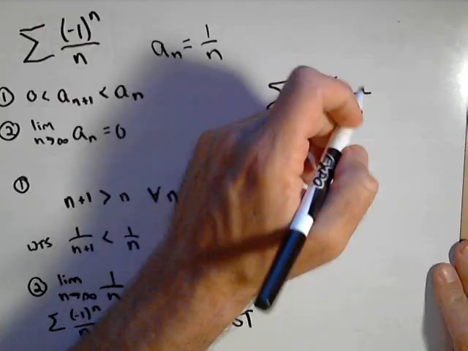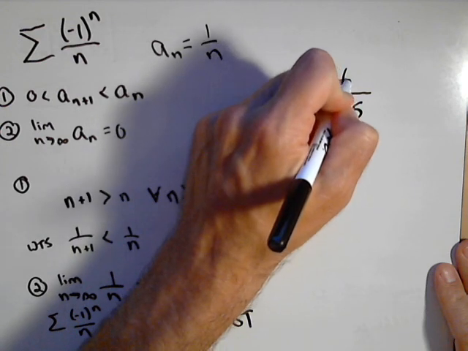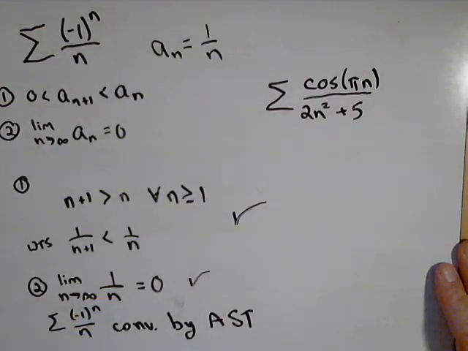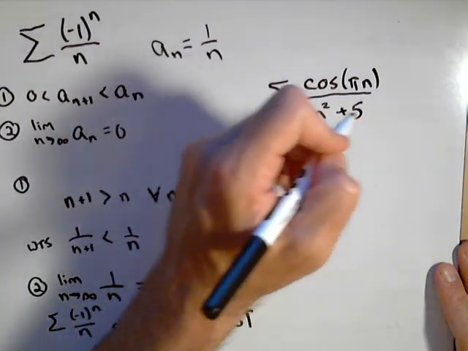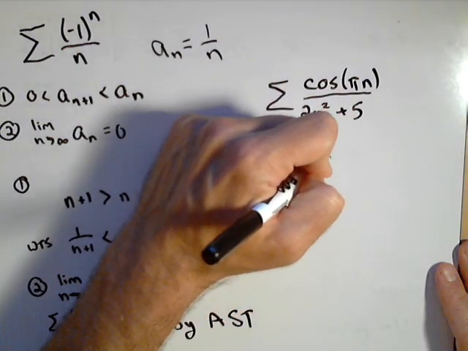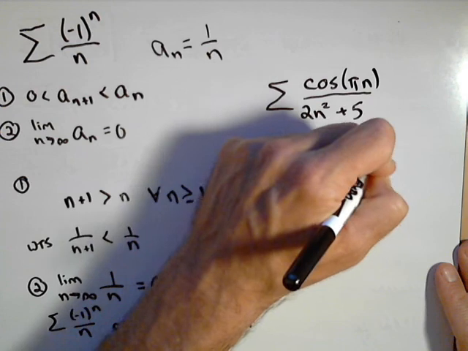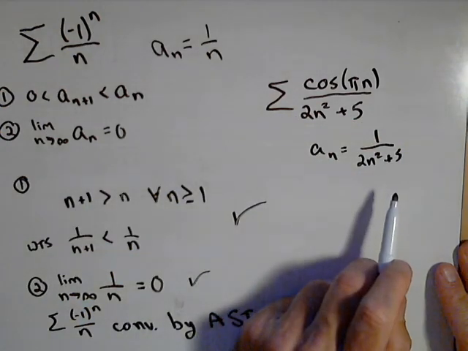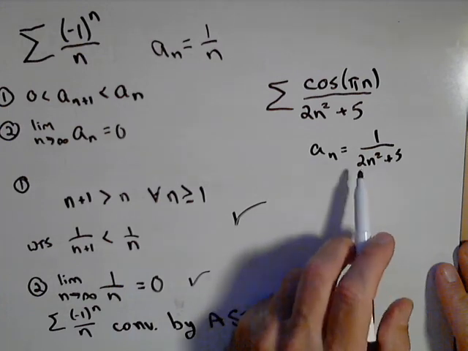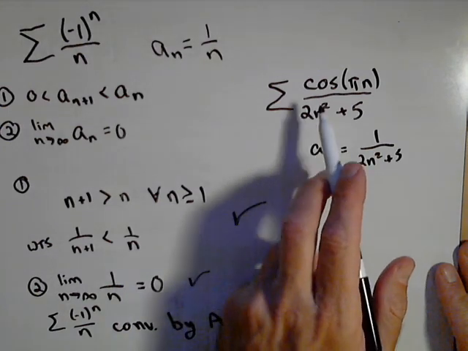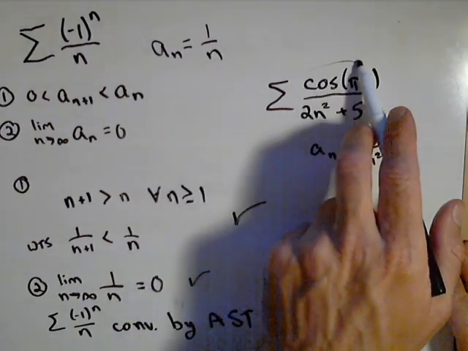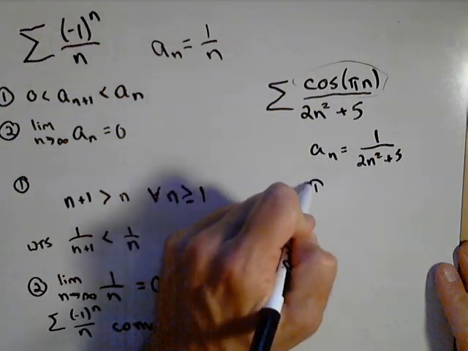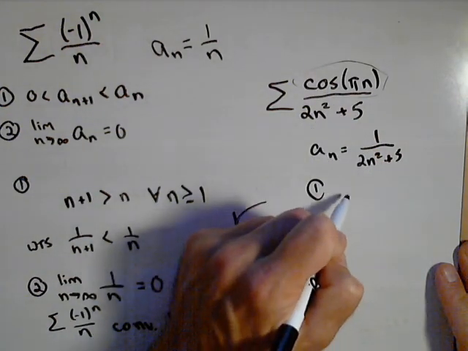Now, contrast that with cosine of pi n. This is an alternating series, and a sub n for this one is 1 over 2n squared plus 5. It's not too hard to show these two parts for a sub n here. This is the piece that makes it alternating. So all I have to do is show that this is decreasing, and it's not too hard. I'll leave that up to you.